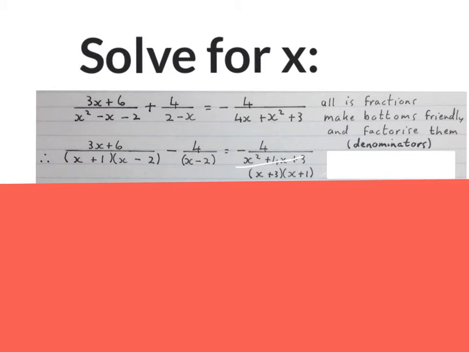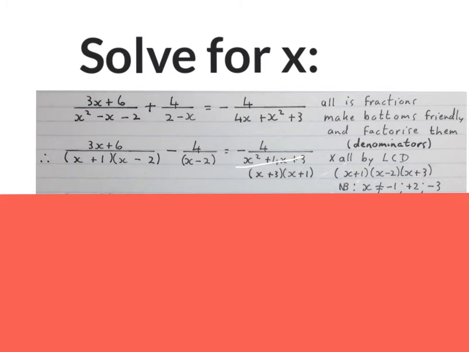So now we will times all terms by the LCD. Now LCD will be x plus 1, x minus 2, and x plus 3. Then you write down our restriction. X is not allowed to be minus 1 from there. X is not allowed to be plus 2 from there. And x is not allowed to be minus 3 from there.